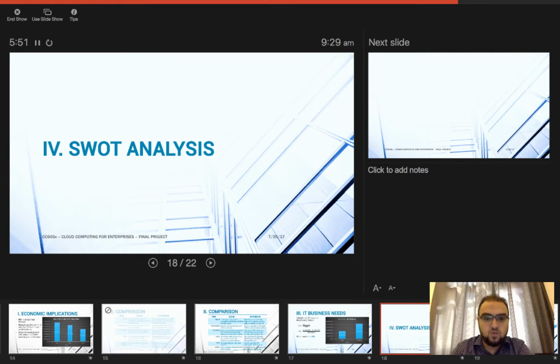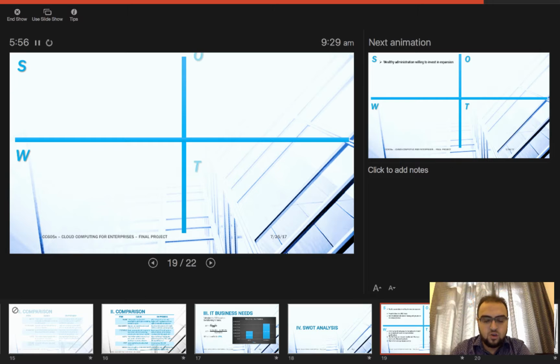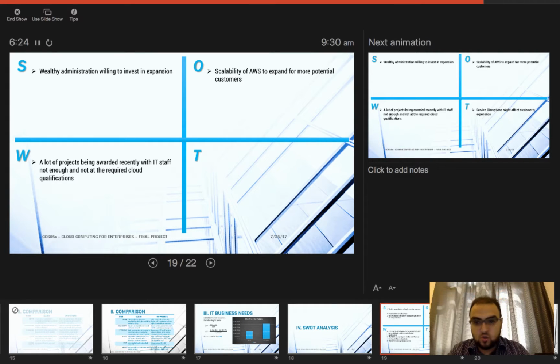The SWOT analysis, of course, has four parts: strengths, weaknesses, opportunities, and threats. We will see that each strength is aligned directly with an opportunity and a threat. For example, our organization is wealthy and willing to invest in expansion, and the scalability that AWS will provide us will help reach more potential customers. But on the other side, we have been recently awarded a lot of projects, and we are short in IT staff.